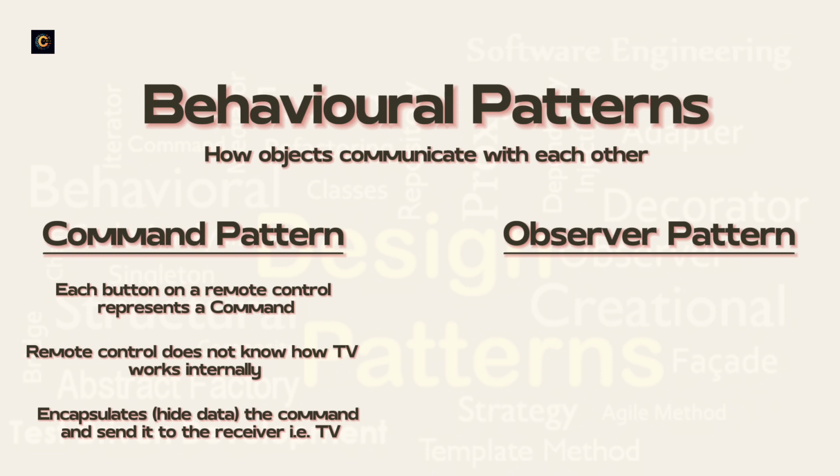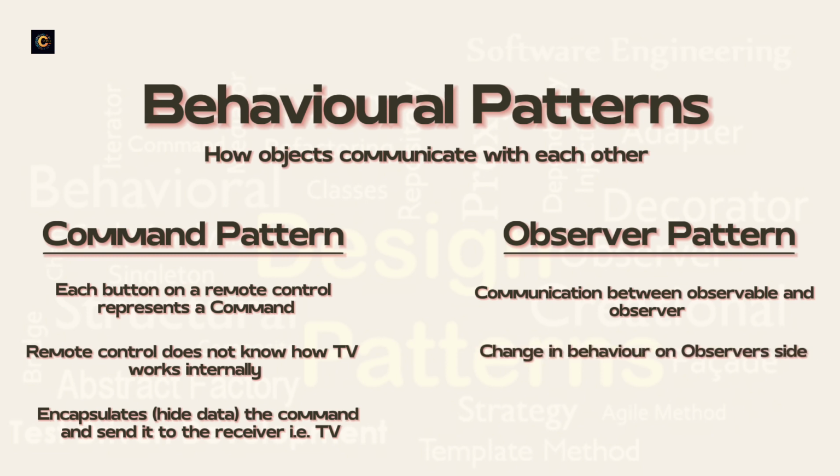Here, TV knows how to carry out the actions associated with each command, but it doesn't know how the commands are invoked. Similarly, the observer pattern specifies communication between the objects, observable and observers. And this leads to a change in behavior on the observer side that could include some actions like recalculating some values or triggering further processing.